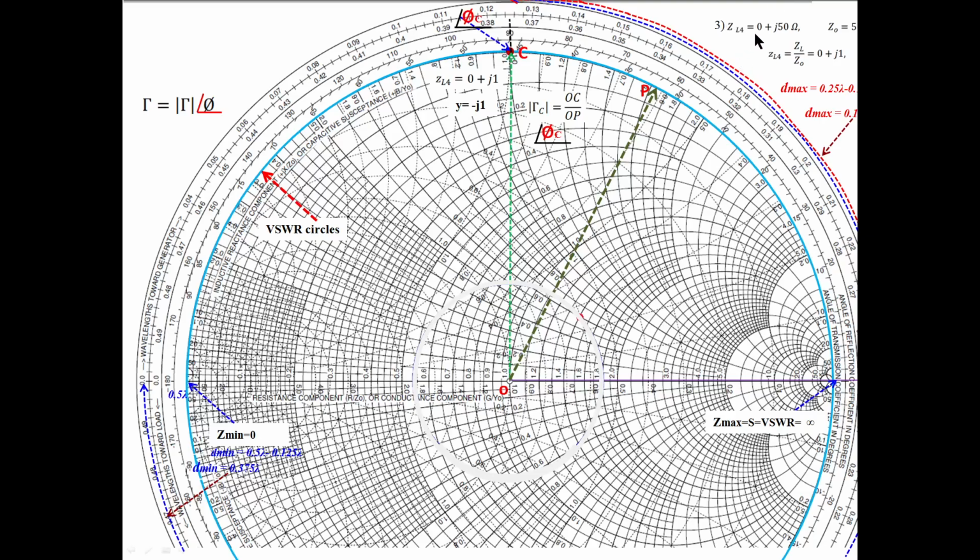Okay, this is the load here, 0 plus J50. For this we got this normalized impedance. So we marked it, okay, and we found this reflection coefficient. Okay, again OC divided by OP here, and for the VSWR value you should move from here. This is a VSWR circle for this load, so it cuts somewhere here. So you read whatever the impedance is here.